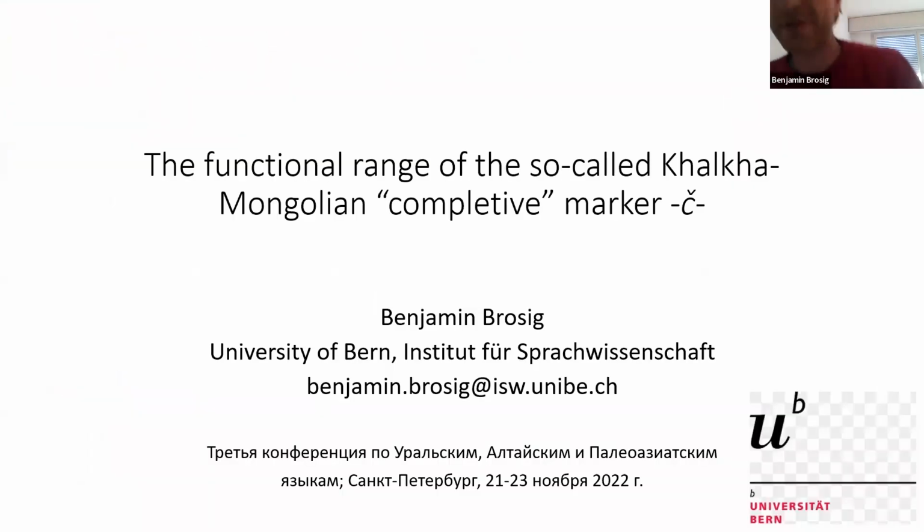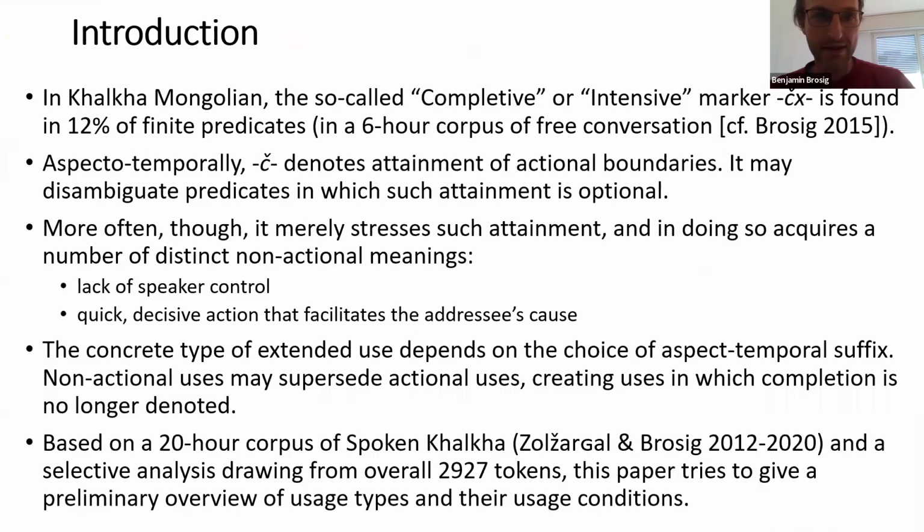So today I'm going to talk about the Mongolian completive marker ch, or chich in long form. I will be mentioning the origin, but not diving too much into dialects this time. In Mongolian, we have a so-called completive or intensive marker chich, which is found in about 12% of finite predicates in a 6-hour corpus of free conversation. It's also sometimes found in non-finite and even attributive predicates, but I'm not going to talk about this a lot today.